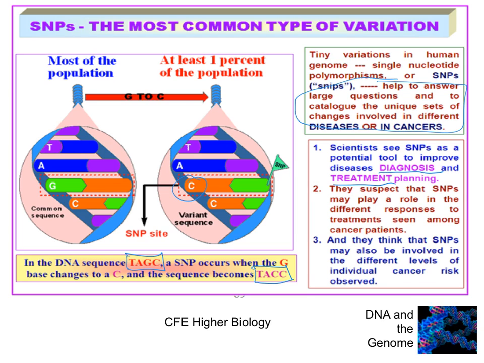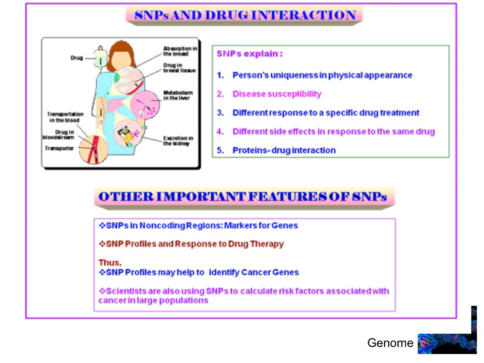They suspect that these SNPs may play a role in the different responses to treatment seen among cancer patients, and they may also be involved in the different levels of individual cancer risk observed. And that brings us on to having a think about just how unique different people are. They explain our disease susceptibility, but also, and this is the interesting area that they're looking at, people respond differently to different drug treatments.